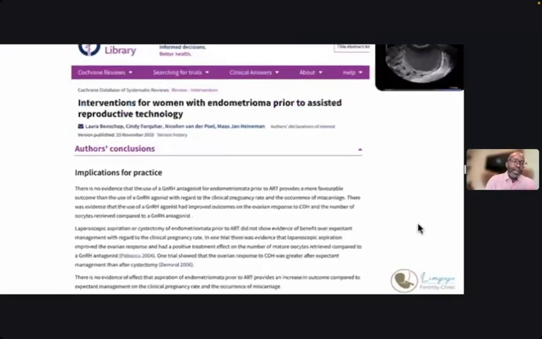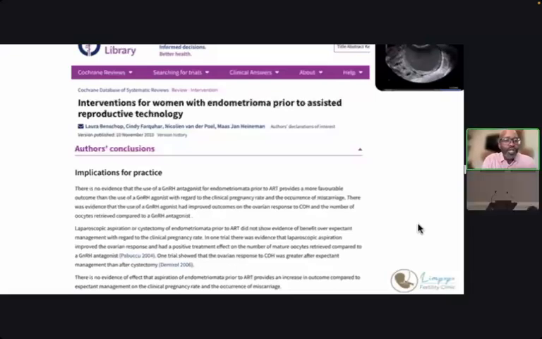So the other Cochrane review looked at interventions for women with endometrioma as part of assisted reproductive technology. The authors concluded there's no evidence that GnRH antagonists for endometrioma prior to ART provide a more favorable outcome than the use of GnRH agonists with regard to clinical pregnancy rate and occurrence of miscarriages.